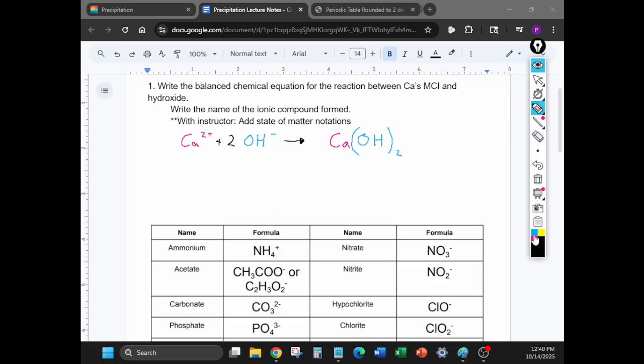All right, so that is the equation. So let me label it. So this is going to be our equation. You're going to have to write this for your assignment. The next thing you have to do is write the name. That's what we've been working on the past couple class sessions.